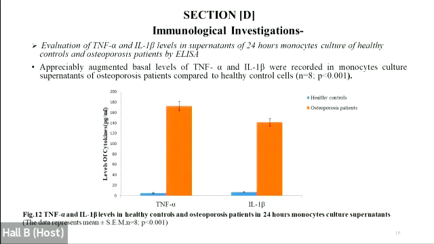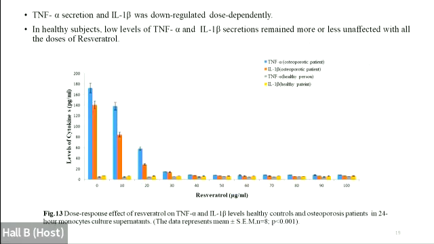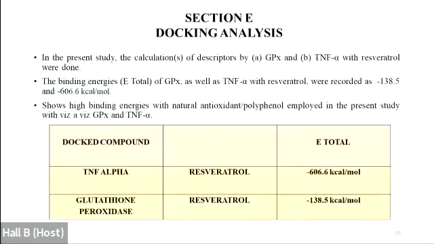Now, the second last part of the study was the immunological investigation. As can be seen, in comparison to healthy controls, in osteoporotic patients there is an appreciably augmented level of both TNF-alpha and IL-1 beta in monocyte culture supernatant of osteoporotic patients. But with the administration of resveratrol, both TNF-alpha and interleukin-1 beta levels were downregulated. However, in healthy subjects, the low levels of both of these cytokines remained more or less unaffected.